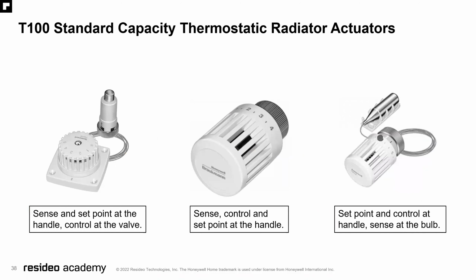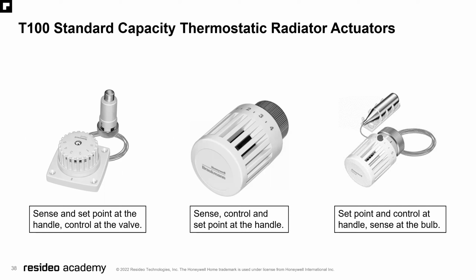The T100s are going to be your standard capacity thermostatic radiators. These are going to be paired with the V200 and 2000s. You can do sense and set point at the handle, control at the valve; sense, control, and set point at the handle; and set point and control at the handle, sense at the bulb. Again, which one you're going to use is really going to come down to what valve body you've selected and how it fits best in the room.